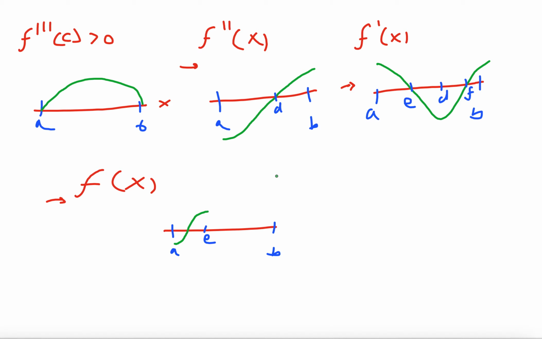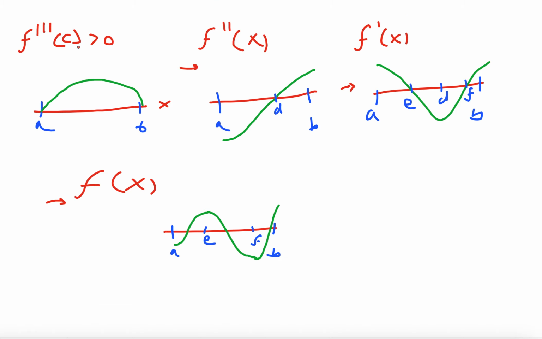But at e, f prime becomes 0, so we get a critical point. And then from e to f, the values of f prime are negative. So all the way from e to f, which is somewhere like here, the function is decreasing. So we see it like this. But at f, it becomes a critical point, so the tangent is equal to 0. And so then from f to b, f prime is positive, which means it's increasing, like this. And now we're done. We've graphed a general view of what our function could look like.